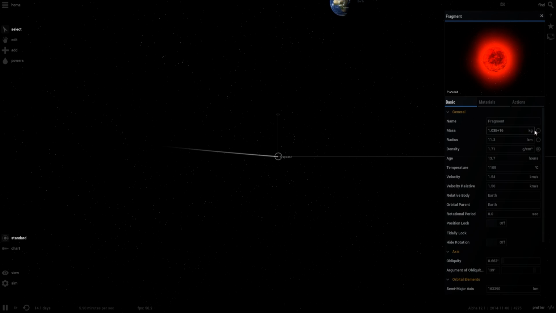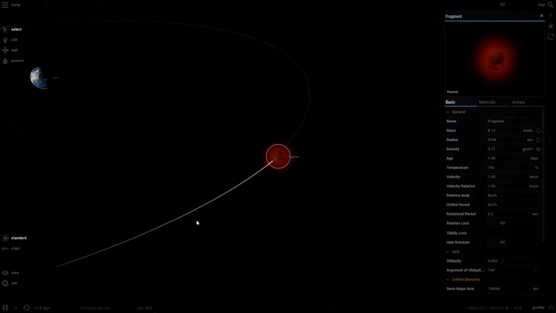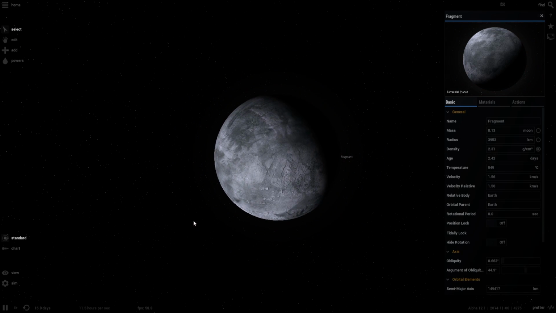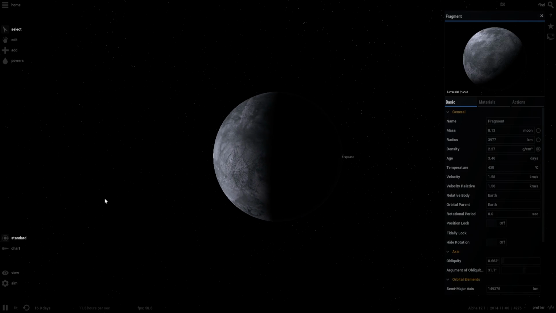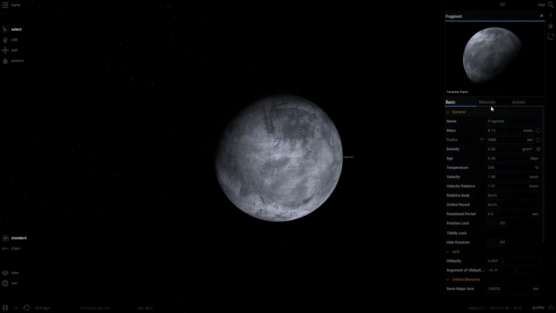So we're gonna make it compared to Earth. Let's make it 0.1 Earth. That is quite big. Let's speed it up. We're going there. Okay. Oh, it's cooling off. It's a terrestrial planet. Our little fragment is now a place where maybe eventually life could exist.